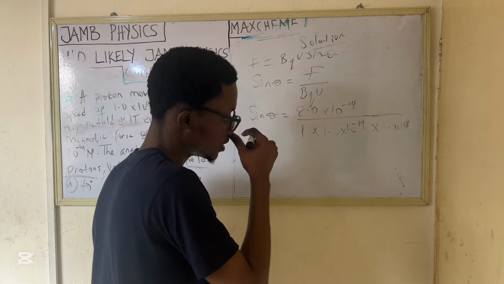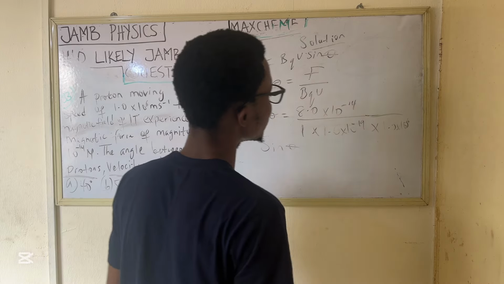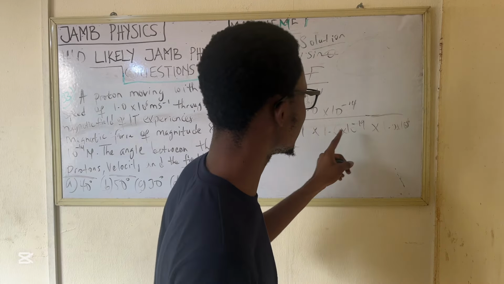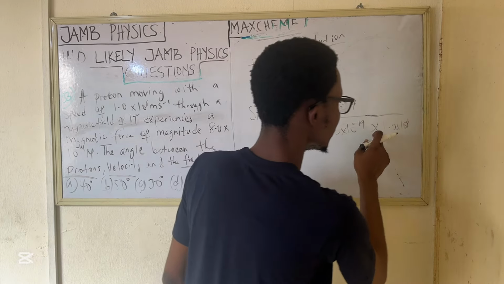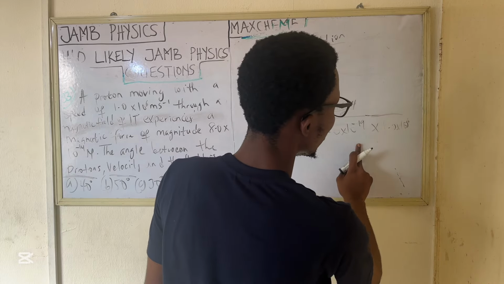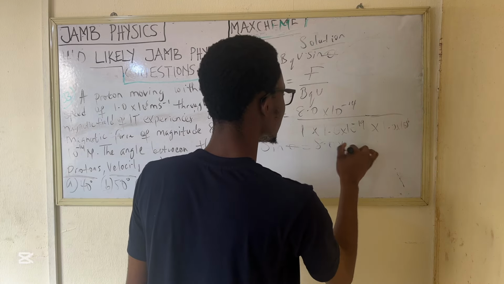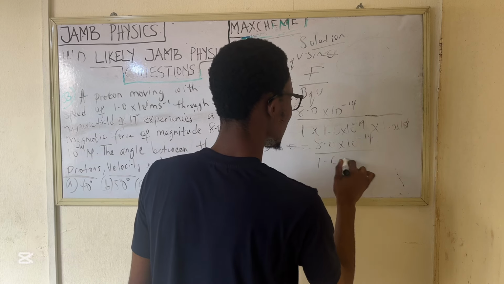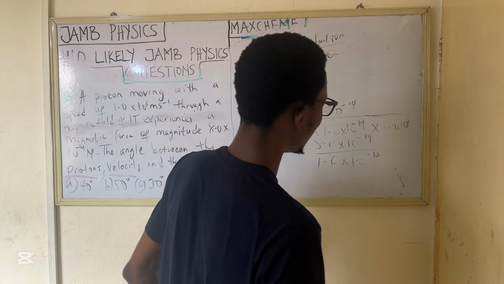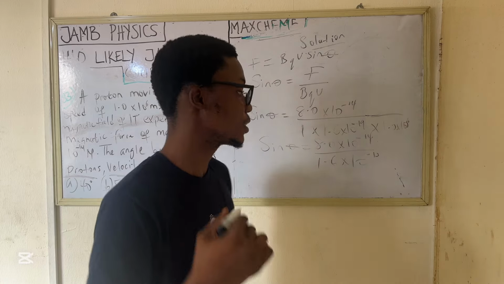So you can divide. If you divide this, sine theta is 8.0 times 10 raised to power minus 14 divided by, let's say, 1.6 times 10 raised to power minus 19. By the time you multiply, it will give you 1.6 times 10 raised to power minus 13. So we have 8.0 times 10 raised to power minus 14 over 1.6 times 10 raised to power minus 13.